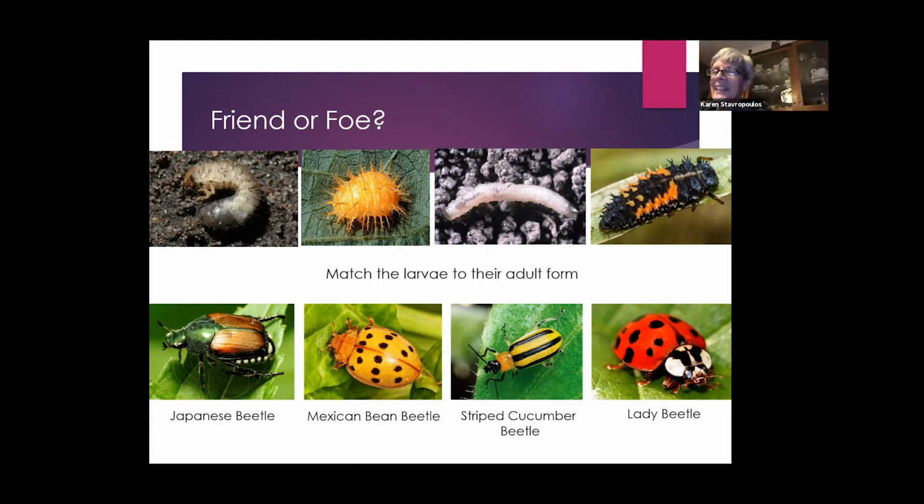That's okay. So that yellow larva is directly above the Mexican bean beetle, which is a bad guy. And actually, I wanted to make this simple for everybody if you're going to use these slides. The larva is directly above its parent. So the grub on the top left is a Japanese beetle. The yellow guy right there is a Mexican bean beetle. That little worm type thing is a striped cucumber beetle. And that dragon is actually a ladybug. So what you've got is three bad guys and one good guy.